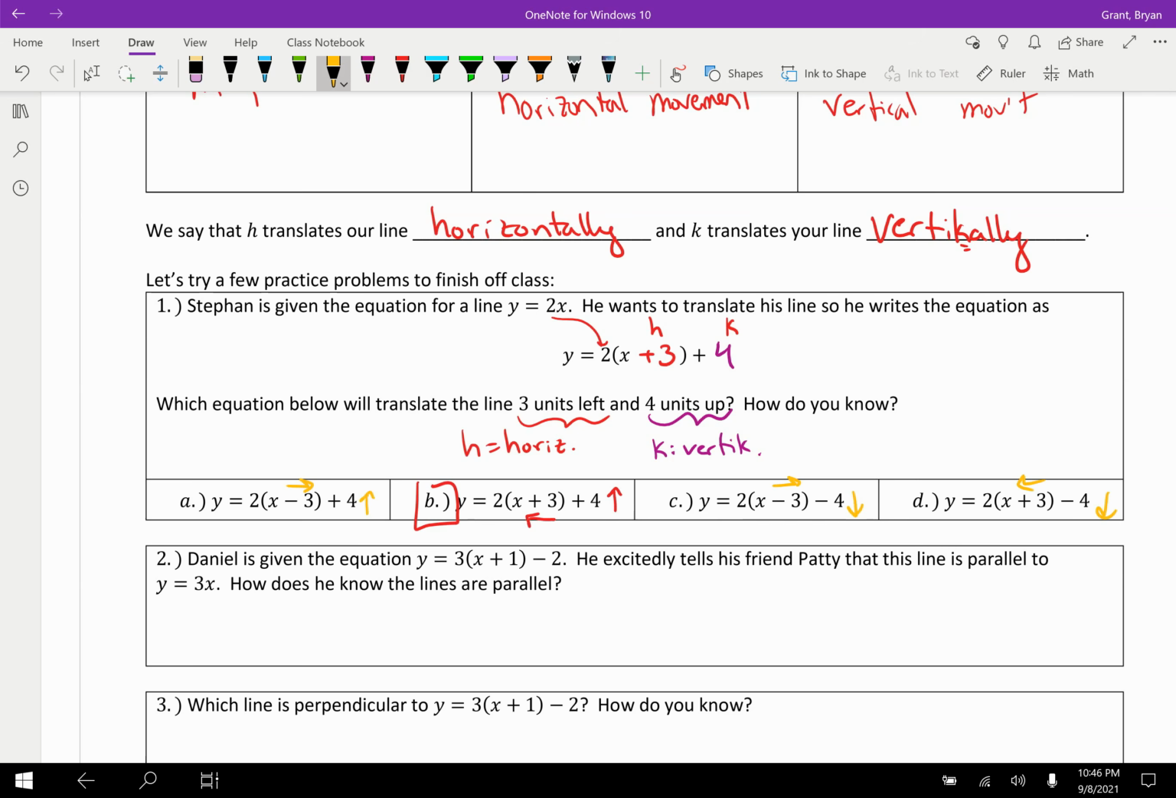So you can think of HK as a single point, right? This would be the point positive 3, negative 4. Or you can think of them as shifts or translations for this equation.